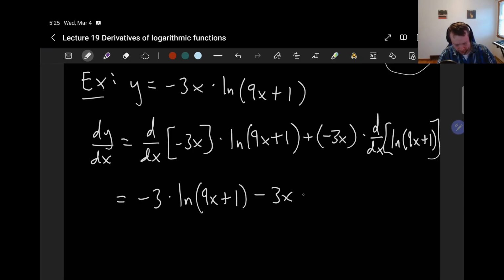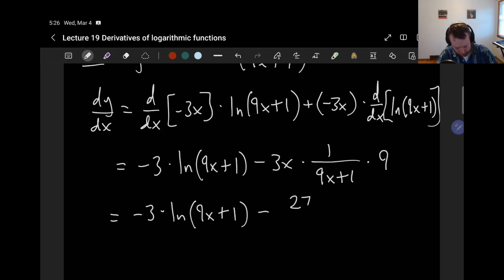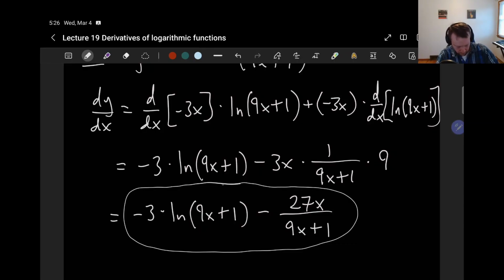Minus 3x, and this derivative, because the outside function is natural log, start with 1 over the input, then multiply by the derivative of that input, 9. And then just a little simplifying to do, it comes together as minus 27x over 9x plus 1. And there it is.